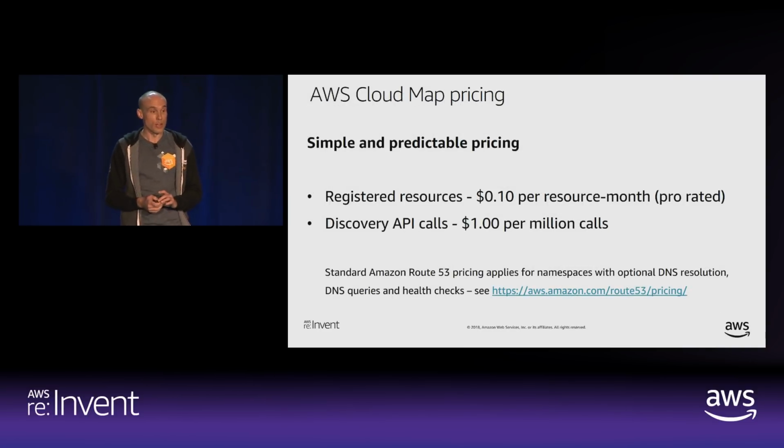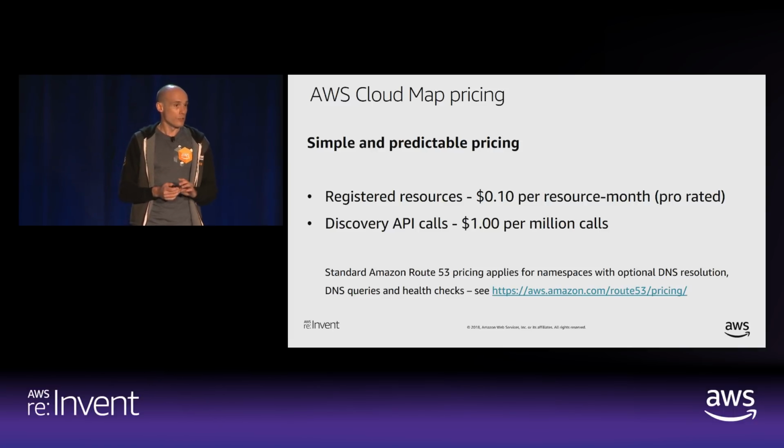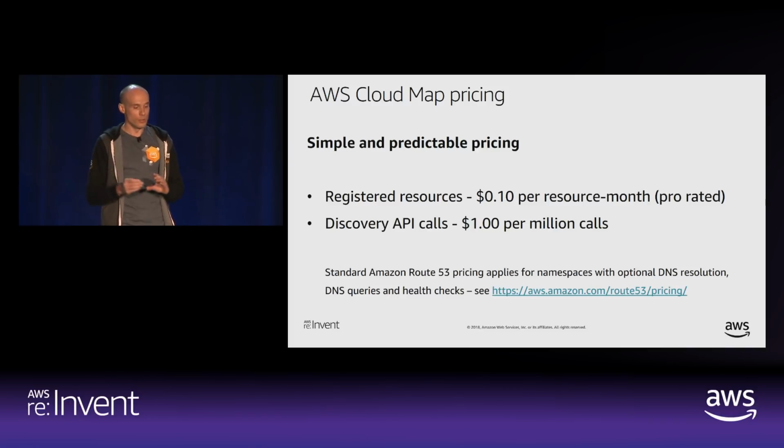Now, a few words about pricing. It's quite simple and predictable. You pay for the resources that you register. It's 10 cents per resource month, and it's prorated. So you register a resource for 1 hour. Guess what? You pay a fraction of a cent for that registration. And for Discovery API calls, you pay $1 per million calls. Of course, if you use other AWS resources, such as DNS, you pay for DNS-hosted zones and queries, and Route 53 health checks if you choose to use them.